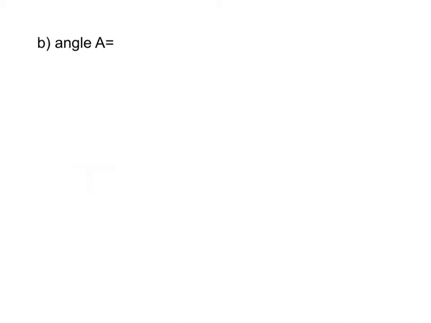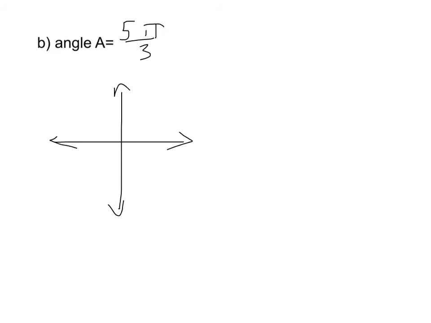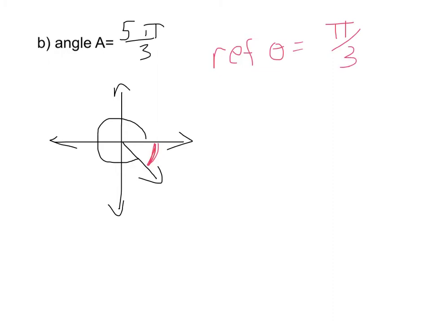Another example. They tell me A is 5 pi over 3. Draw your picture so you know what quadrant you're in. 5 pi over 3. This is 3/3 for 5/3. I'm in the fourth quadrant. My x's are positive, my y's are negative. My reference angle is right here. So my reference angle is pi over 3. That's what's left to finish my circle. Pi over 3 is 60 degrees.